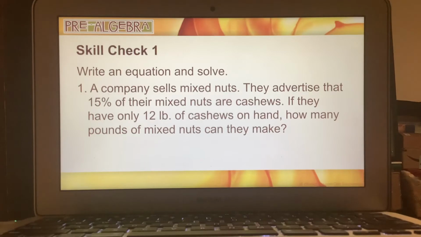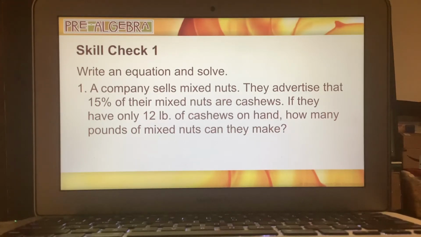All right, now for the skill checks, let's take a look. A company sells mixed nuts. They advertise that 15% of their mixed nuts are cashews. If they have only 12 pounds of cashews on hand, how many pounds of nuts can they make?